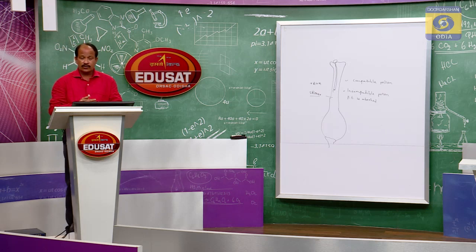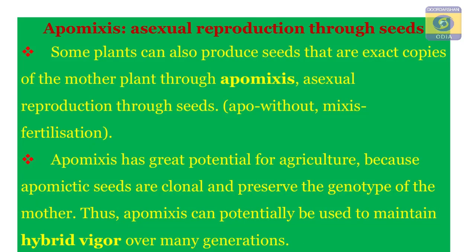What happens next? Let me tell you why this endosperm development takes place first, because the zygote will give rise to the embryo. In plants, to assure nutrition to the developing embryo, first the plant has activated the endosperm development. This endosperm will provide nutrition to the embryo.